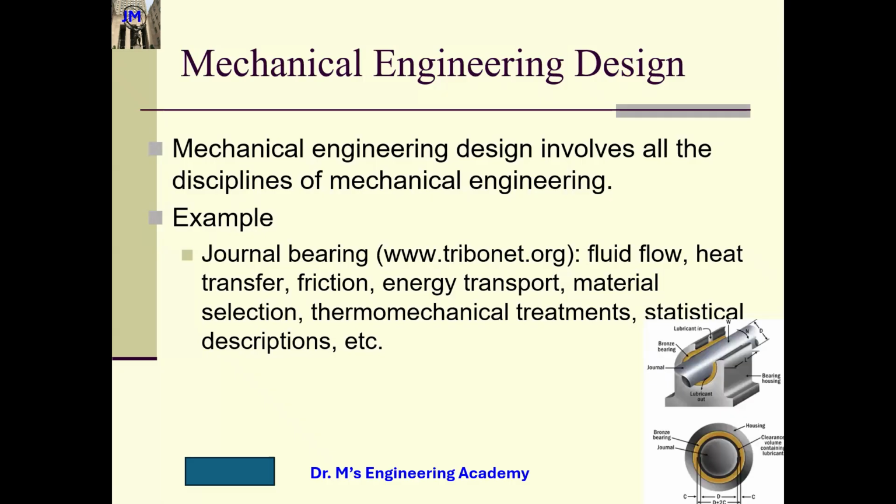If you rotate too many times, we generate heat because of friction. And the friction energy is transported from one place to the neighboring area. Then material selection: what kind of material you should select for this journal and this bearing, to maximize the service life. The thermomechanical treatments. For this material, in order to maximize the service life, you are supposed to do some thermomechanical treatments. And how can we do that?